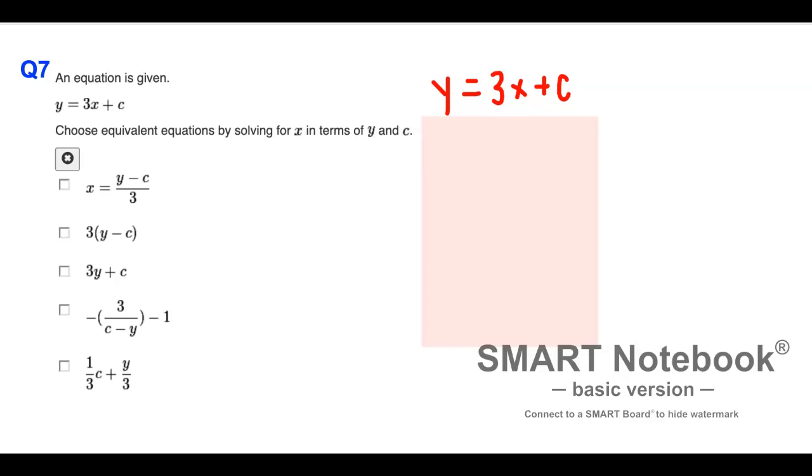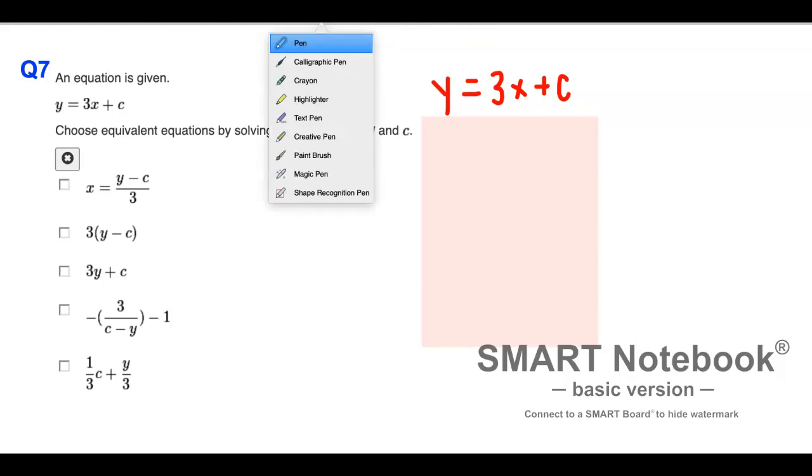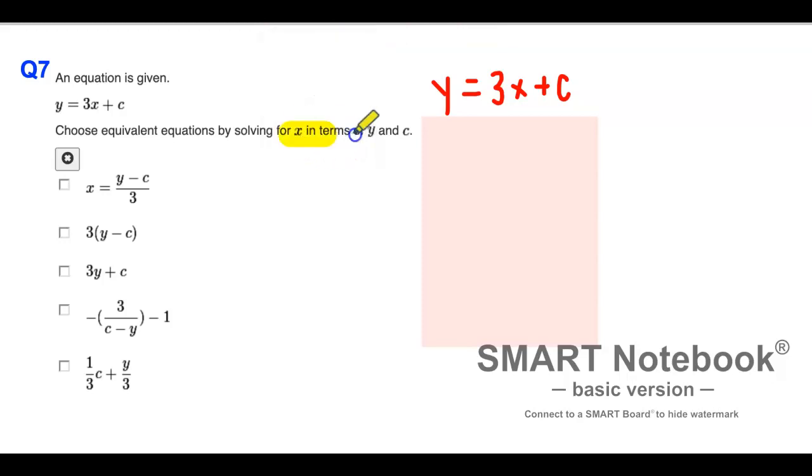An equation is given, y equals 3x plus c. Choose an equivalent equation by solving for x in terms of y and c. So here, all it means when it says solving for x in terms of y and c is that x is the variable that we want to isolate. So we want to get x on one side of the equation all by itself.